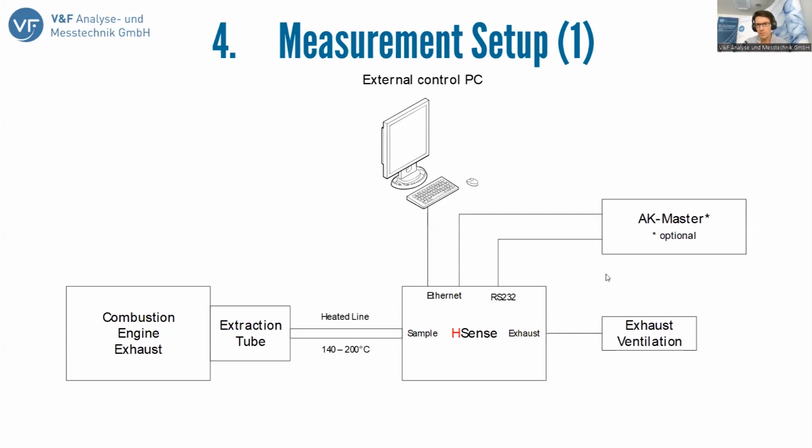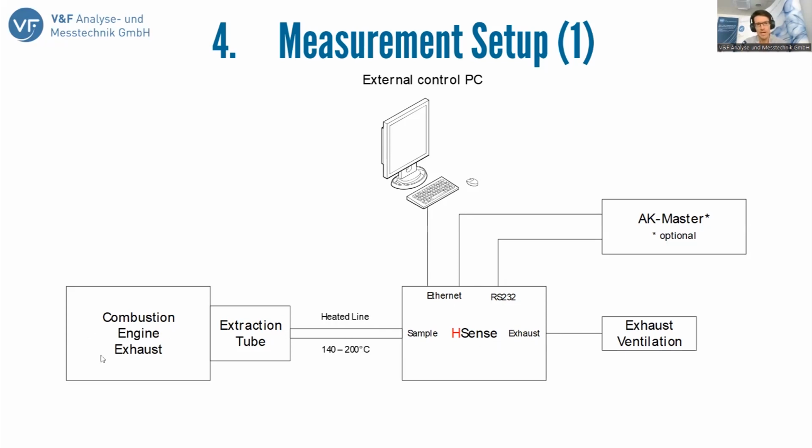There's also a possibility to have various kinds of interfaces. For example, an AK interface is drawn here, but there is also a possibility to have different kinds of field buses, which can work via Ethernet or via a serial interface like RS-232. Then we would have on the HSense a sample inlet system. This consists usually of a heated line, some sort of extraction system, which is connected to the combustion engine exhaust in this case. And on the other side, there is also an exhaust system on the HSense.